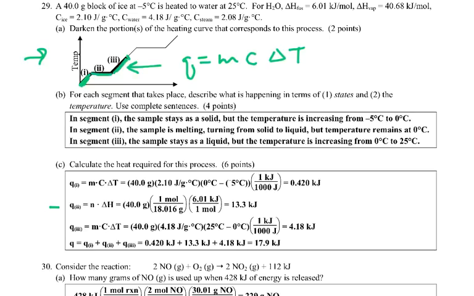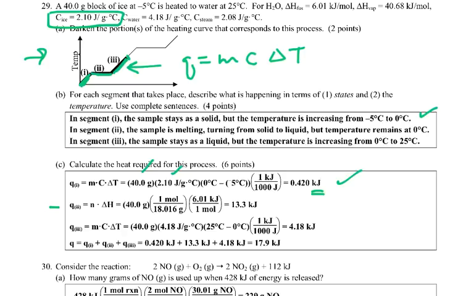So Q equals mc delta T. Mass is 40 grams. Here we have to go back and ask, what is C for ice? Because C for ice is different than C for liquid or C for steam. The information will be given to you, but be sure to use the right number. And the delta T is going from 0 to 5 degrees, so it's a 5-degree change. This is in joules, and we're going to change it to kilojoules so that all 3 numbers can be added together. So for part 1, it's just 0.42 kilojoules of energy.